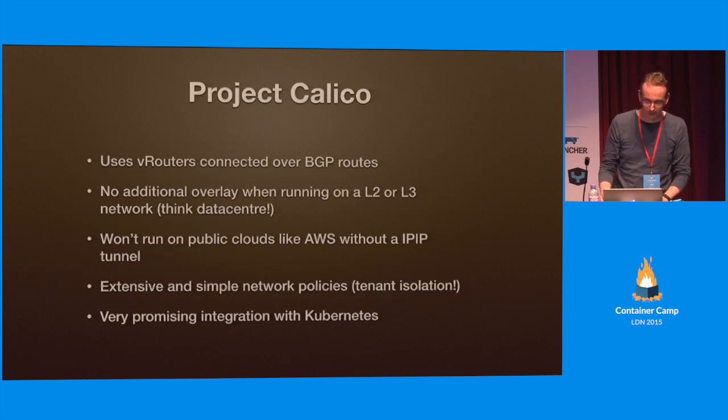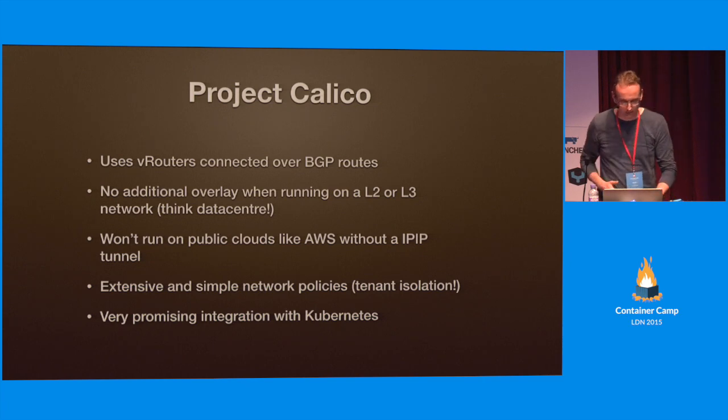Calico takes a whole different approach. It's based on the same principles used on the internet with BGP routes, and it specifically should work really well in a data center setup where you have access to the layer 2 and 3 of the network, which isn't the case on a public cloud like AWS. You need an additional tunnel, so it will become kind of an overlay network in the end on the public cloud.